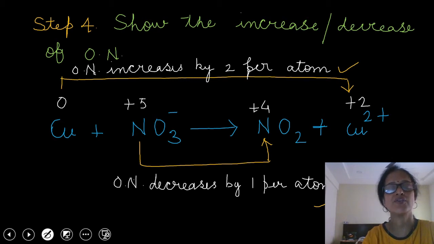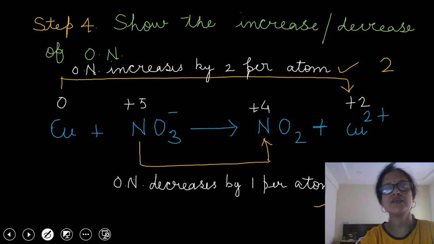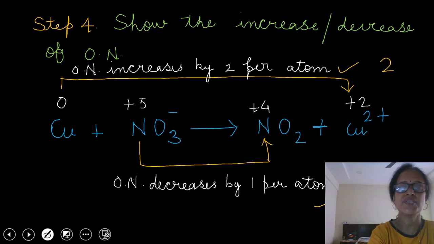So we will make this increase and decrease equal by multiplying the oxidizing agent and reducing agent with a suitable number. We can see here the oxidation number of copper increases by a factor of 2 and the oxidation number of nitrogen decreases by a factor of 1. We will make this increase and decrease in oxidation number equal by multiplying copper with the term 1 and nitrate ion with the term 2. So we will multiply nitrate ion with the term 2 and copper with the term 1.